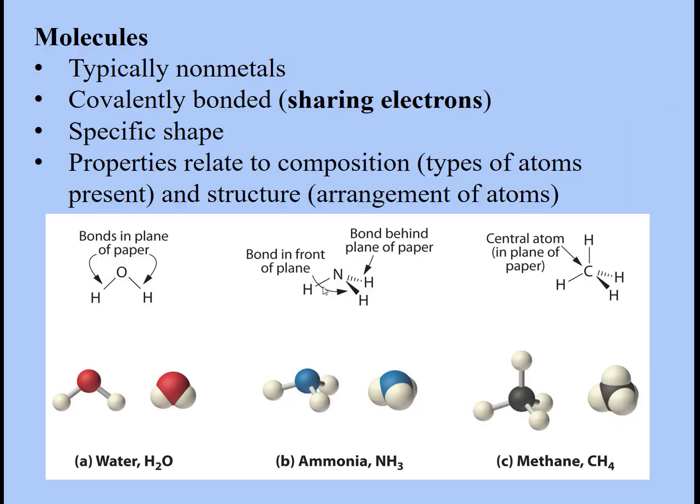If we take nonmetals and we bond them together, we get what's called a molecule. Typically, a compound is a metal and a nonmetal bonded, and a molecule is just nonmetals bonded. And they are sharing electrons. And we're going to go into a lot of detail this year about molecules. This is just a little introduction. Here's some common molecules. We have water, H2O. Remember, hydrogen is a nonmetal, even though it's hanging out with the metals on the periodic table. Ammonia, NH3, and methane, CH4.